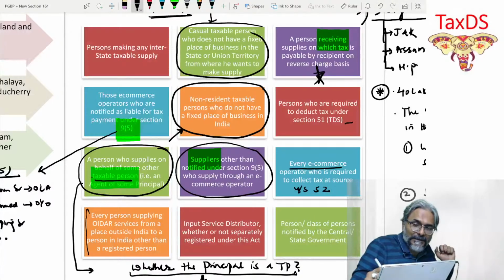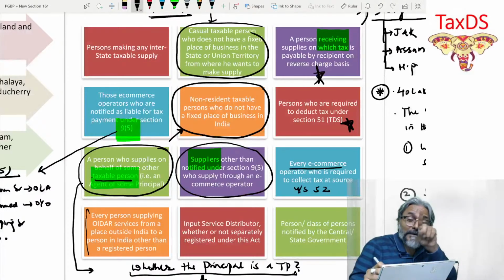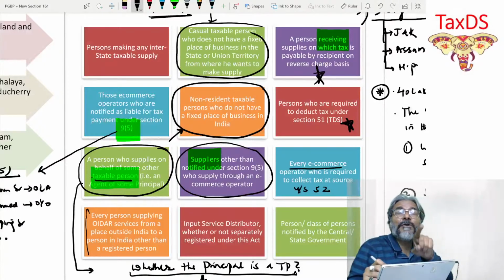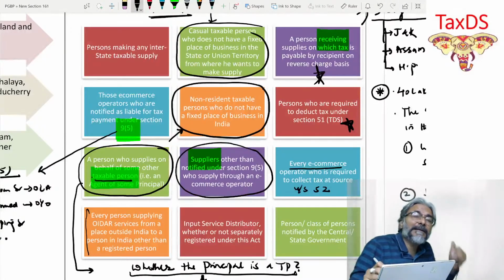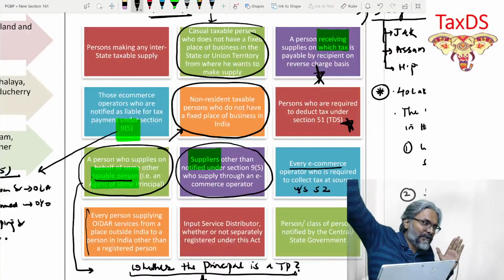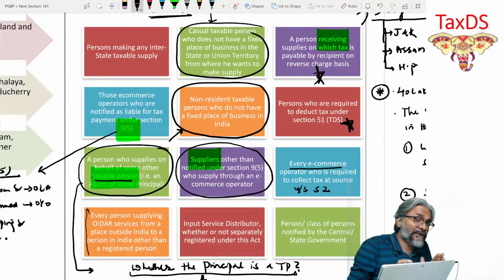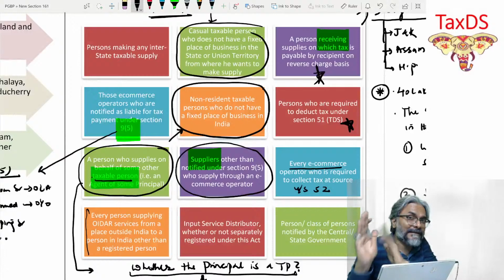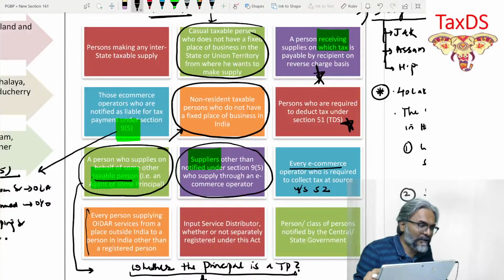Now, this registration is not as a supplier. This registration is also not as a supplier, but as a tax deductor. He may be a supplier, and for that he will take registration under 22. But this registration is not as a supplier, but as a tax deductor. Therefore, this is also an asterisk mark.